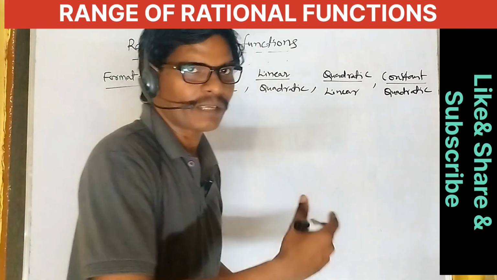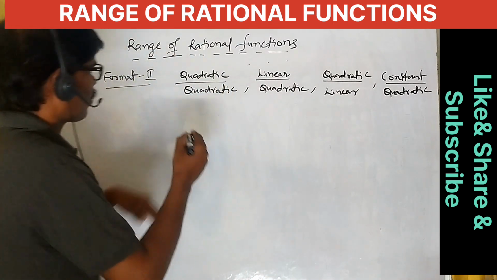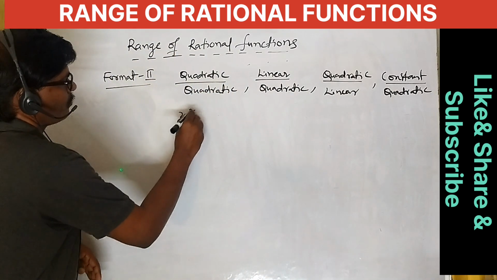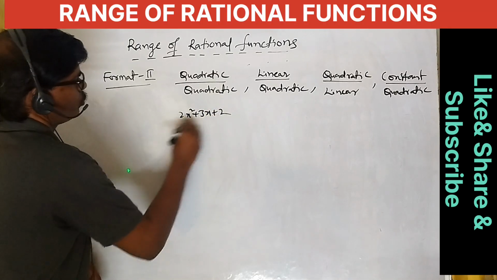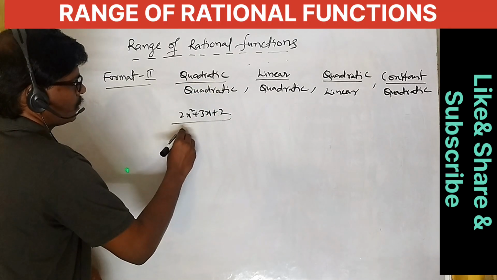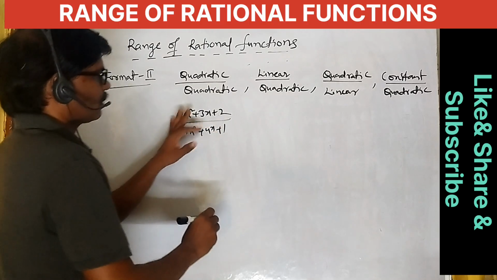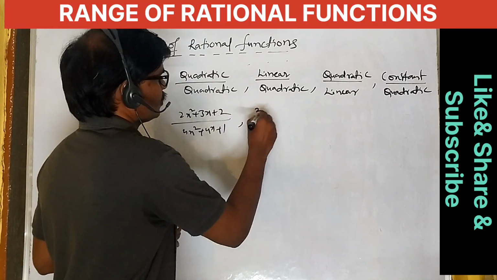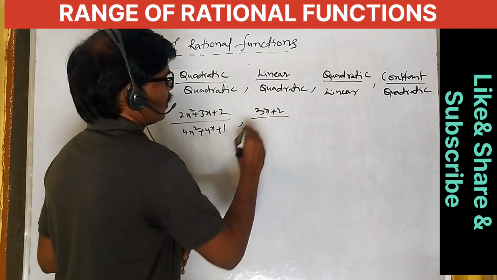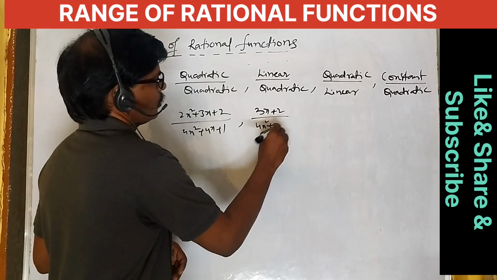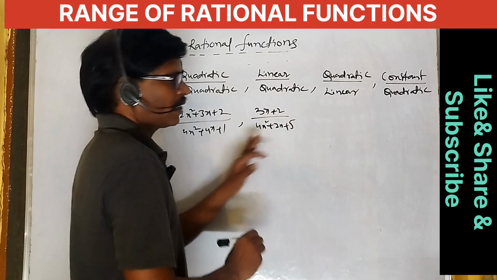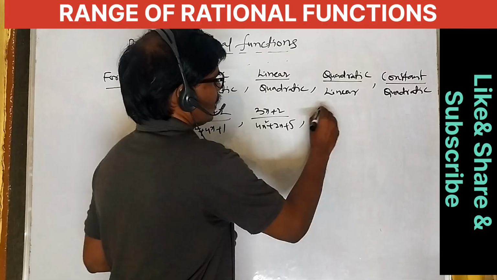All are same one type of question only. Okay, listen here: quadratic by quadratic. Here, 2x square plus 3x plus 2 by quadratic 4x square plus 4x plus 1. This is the quadratic by quadratic. And linear, for example, 3x plus 2 by 4x square plus 2x plus 5, is linear by quadratic. Next, quadratic by linear.